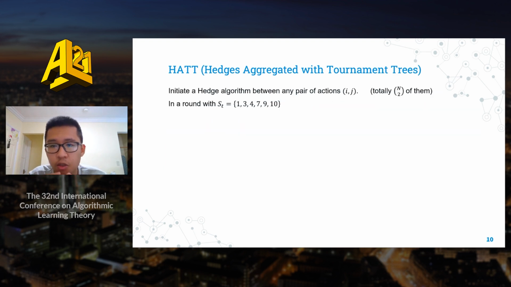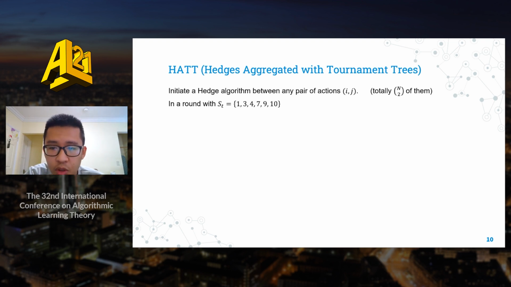Then these slides describe our algorithm. Basically, for every pair of actions, we initiate a hedge. So there are in total n choose 2 hedge instances. Then how will the learner choose the action A_t? Basically, we will construct a tournament tree and set the champion of the tournament to be A_t.